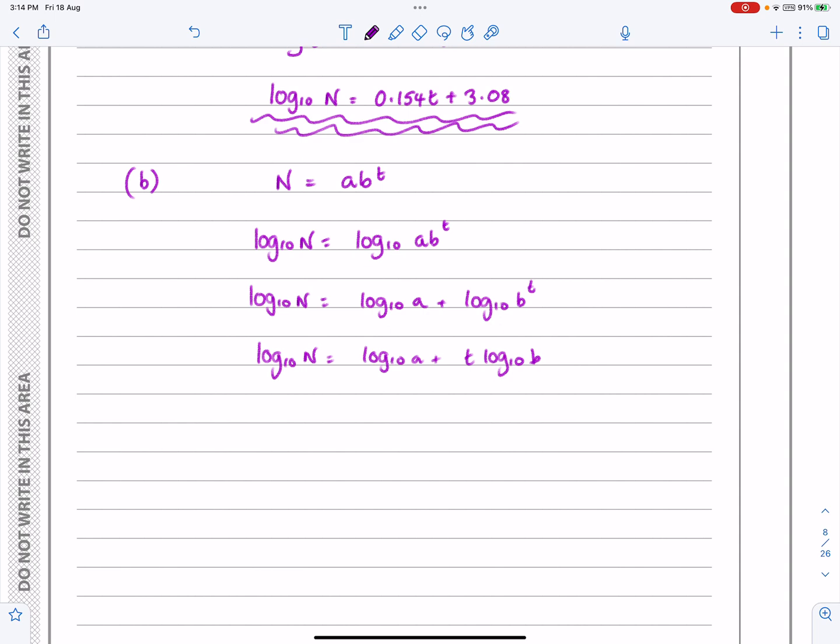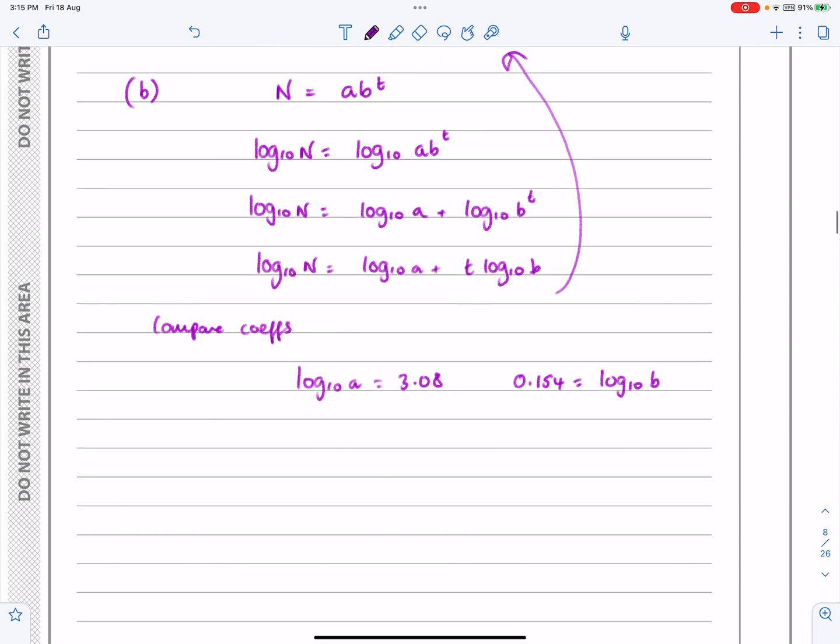And now what I can do is a direct comparison between these two here. So if I compare coefficients, I'm going to get that the intercept log 10a is equal to 3.08, and I'm going to get that the gradient 0.154 is equal to log 10b.